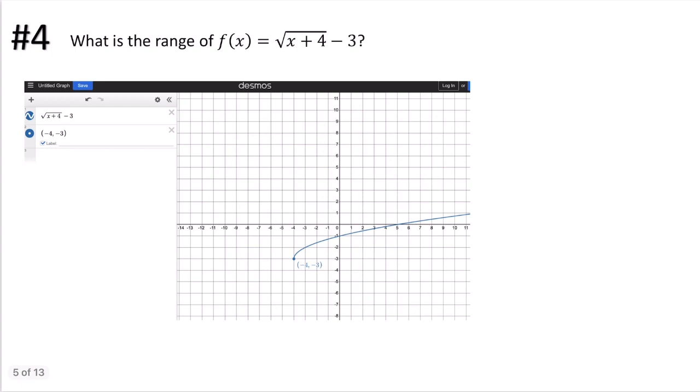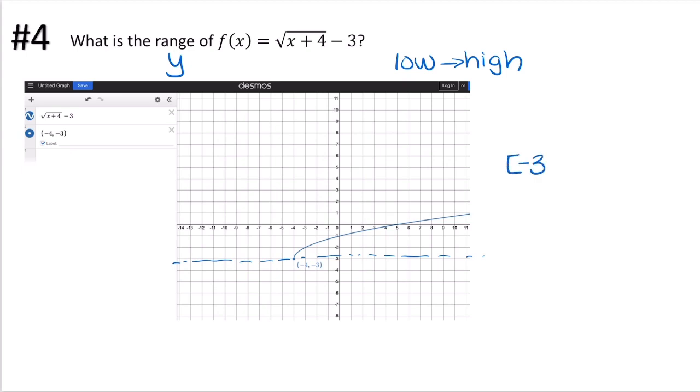Now let's try the range. This is the same function, f of x equals the square root of x plus 4 minus 3. Remember that the range is all the possible y values, so the range is going to go low to high. If I look at this graph, I'm trying to figure out where the bottom of my graph is. The lowest point on my graph is right here, at y equals -3, which is an included point.